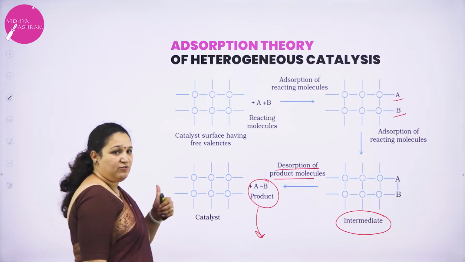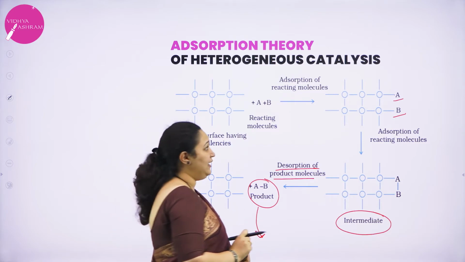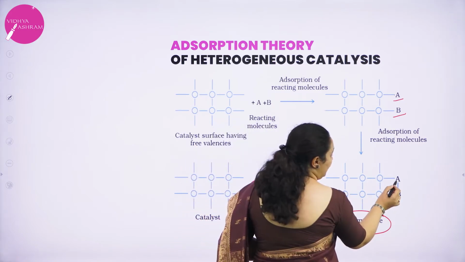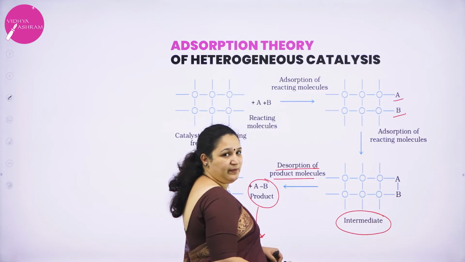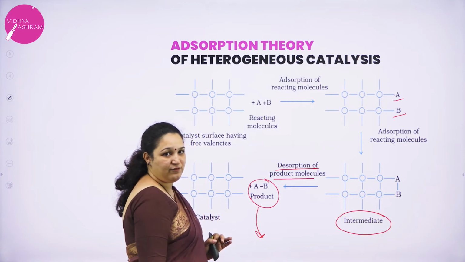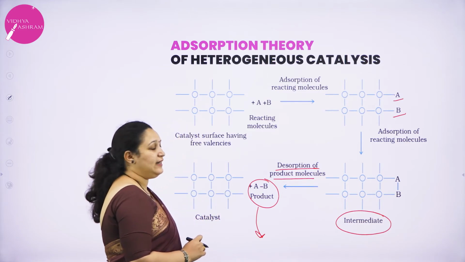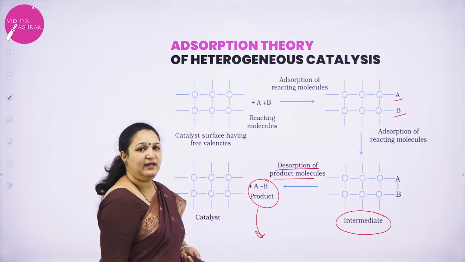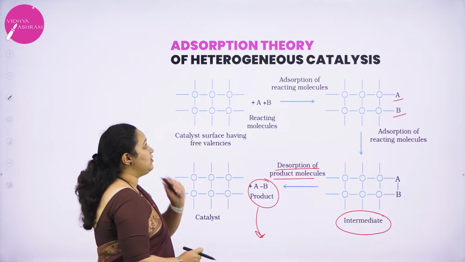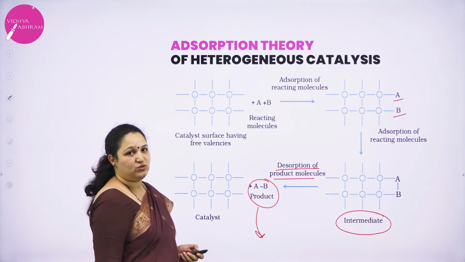So I shall repeat. First, the reacting molecules diffuse towards the catalytic surface. Second, adsorption of the reactants on the catalyst surface. Then the reactants react on the surface to form an intermediate. Then desorption of the products, that is removal of the product from the catalytic surface. And the fifth step is diffusion of the products away from the catalyst, so that it can make space for the new reactants to get adsorbed. This happens continuously in the adsorption theory of heterogeneous catalysis. I hope you have understood.